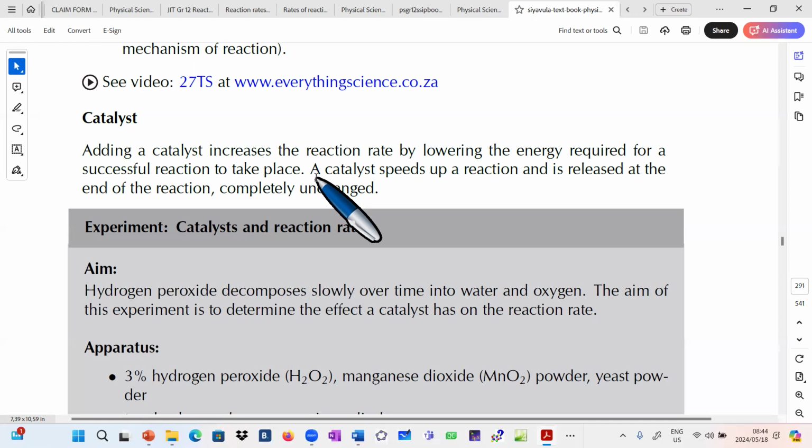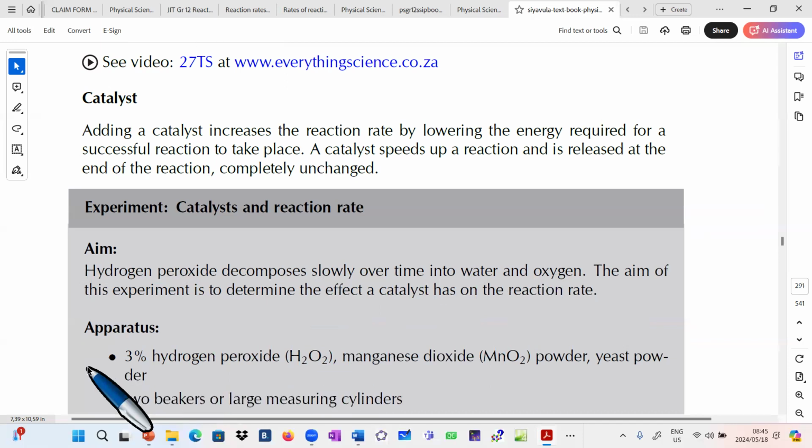So we continue. A catalyst speeds up a reaction and is released at the end of the reaction completely unchanged. As an experiment, for example, one can look at catalysts and reaction rate. Hydrogen peroxide decomposes slowly over time into water and oxygen. The aim of this experiment is to determine the effect a catalyst has on a reaction rate.